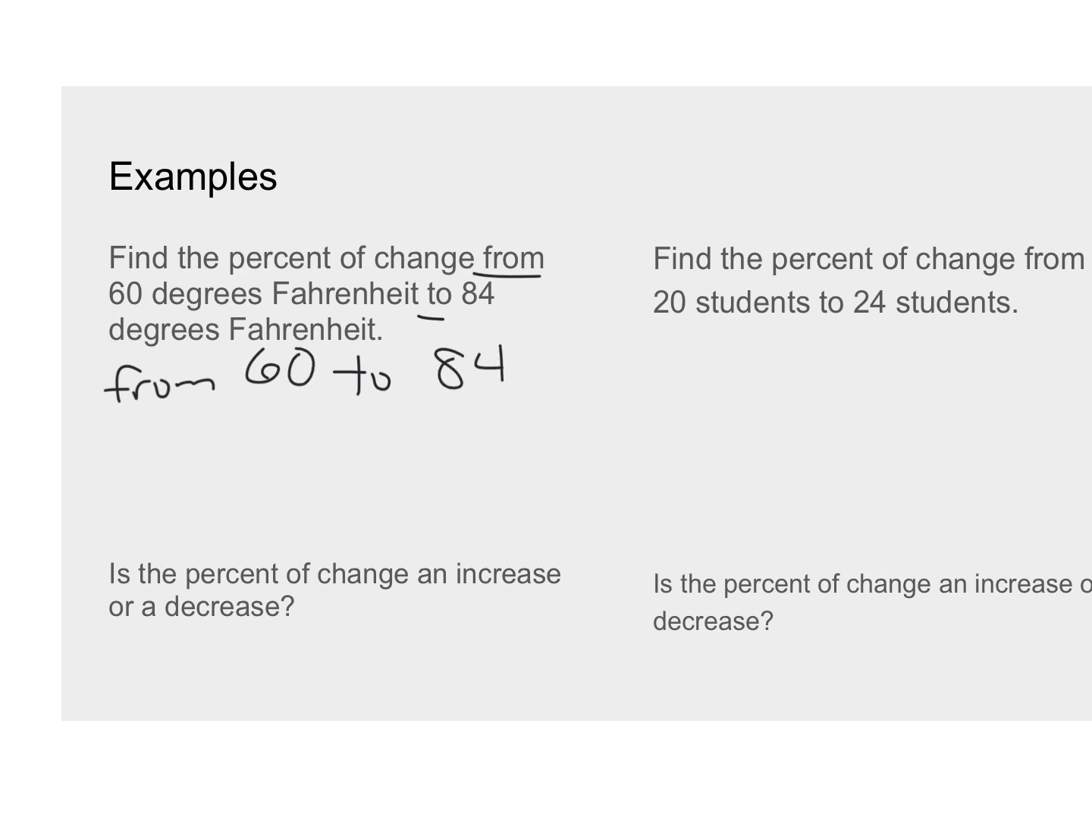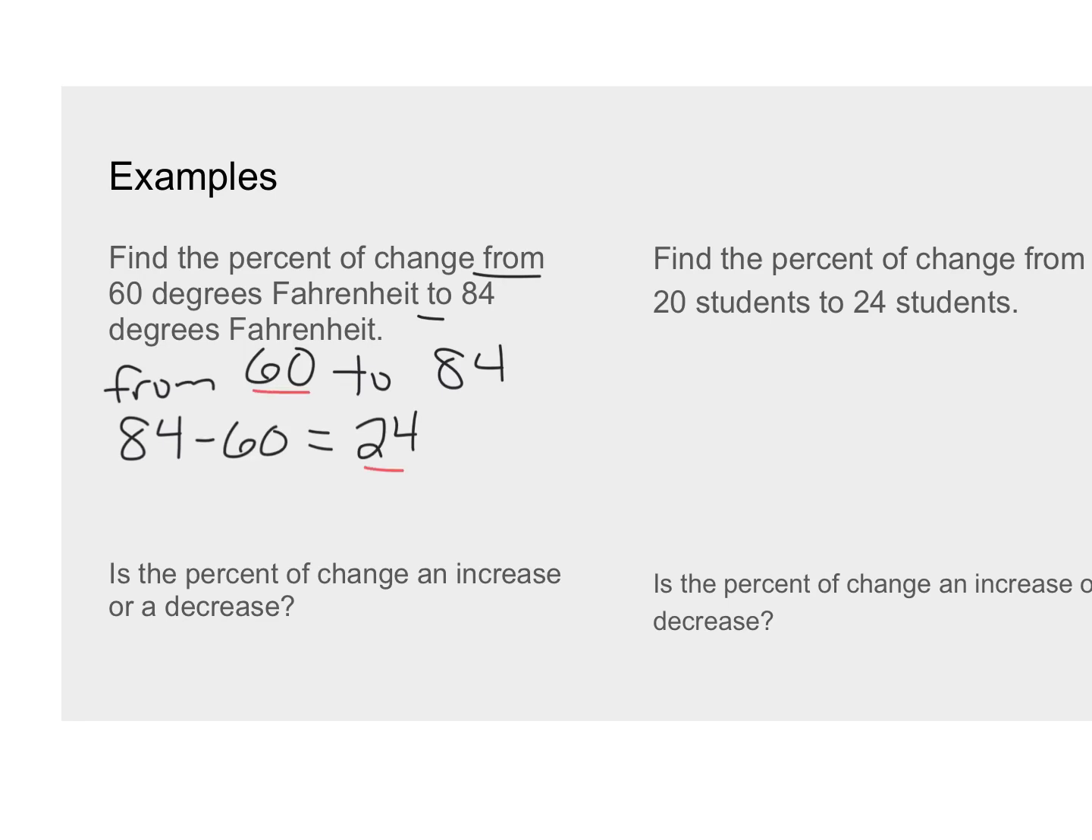How do we find the difference of something? Subtract. We always take the bigger number minus the smaller number. The amount of change is always going to be positive. What do we get when we subtract those? 24. So we found the amount of change. Do we know what the original amount is? 60 was the original. This is our amount of change.